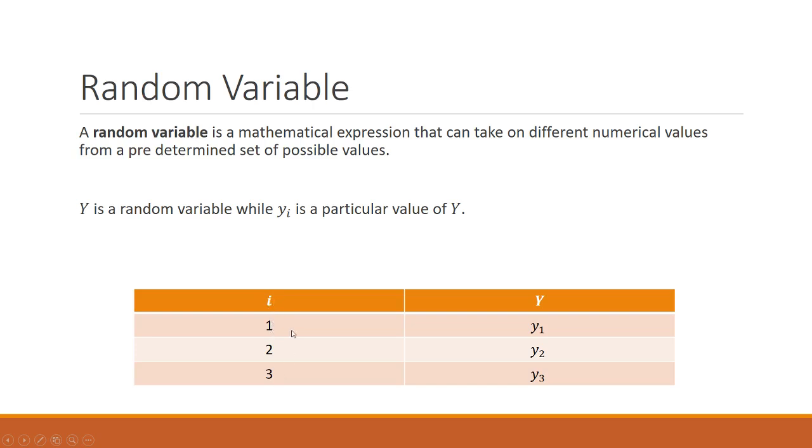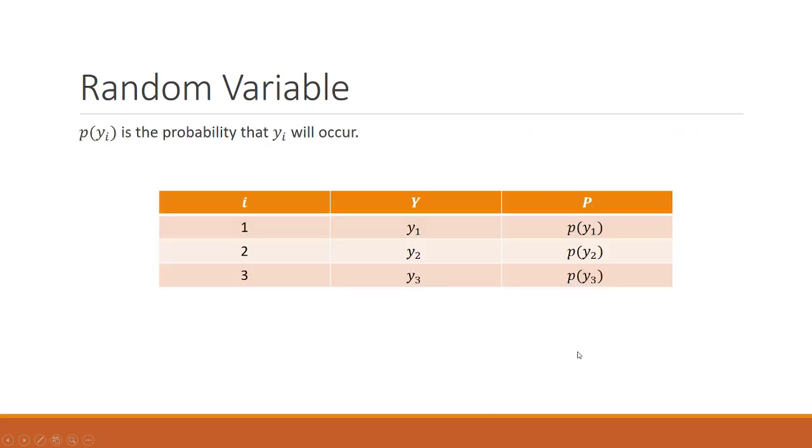Basically, we have 3 individuals in this data set. And then we have a random variable y. This variable can take different values. So person 1 has y1, person 2 has y2, person 3 has y3. Each of these values occurs with some probability.